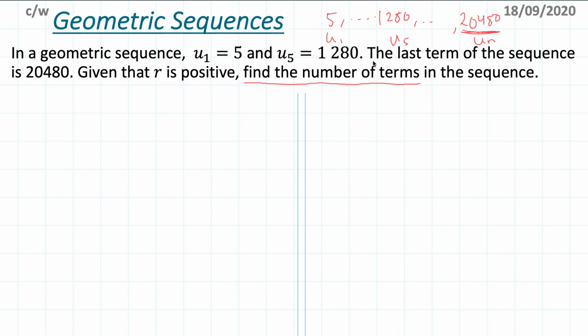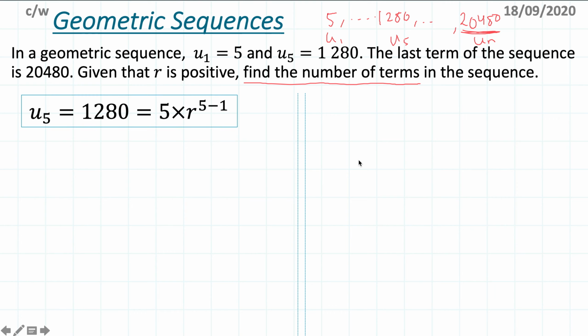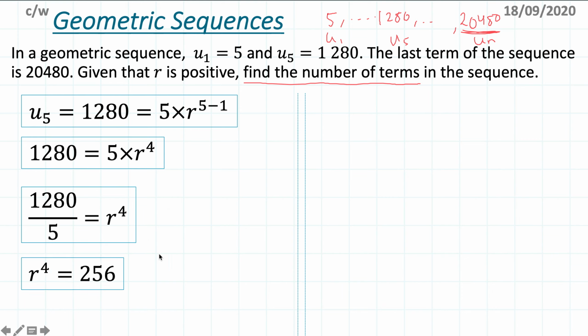So what we want to do is find the n value here, because this is our last term. So this will tell us how many terms there are in the sequence. So we're going to write the formula for u5. We don't need to write the formula for u1 because it's just the first term. So u5 is 1,280, which is u1, and in this case that's 5, times r to the power 5 minus 1. That simplifies to r to the power 4. So I can easily solve this. I don't need a simultaneous equation. I'm just going to solve it, and it's going to give me this.